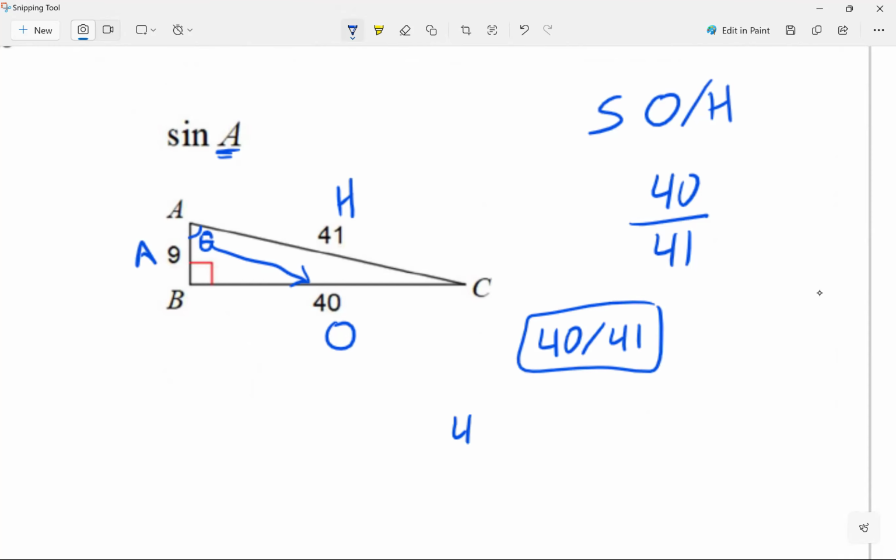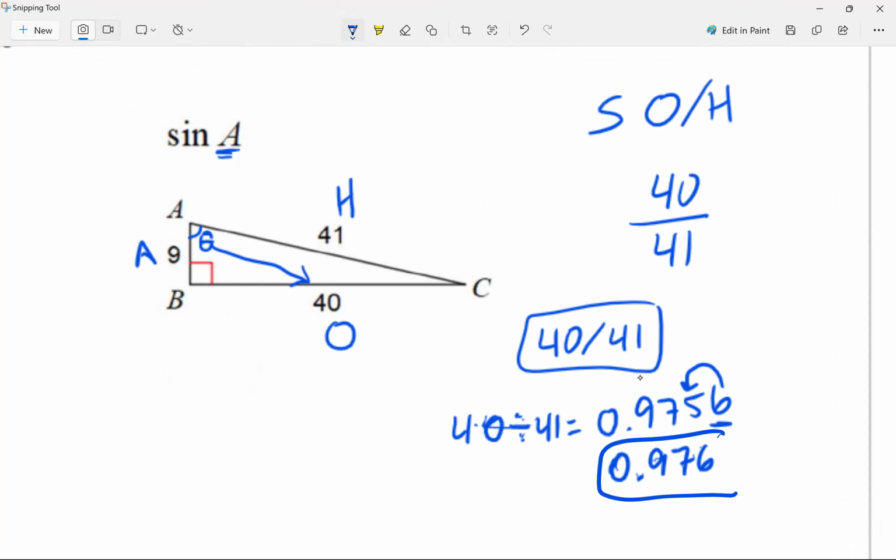Now as a decimal, I'm going to go 40 divided by 41. According to my calculator, it says 0.9756. The 6, which is the fourth decimal number, is big enough because it's 5 or more. The 6 will push the 5 over. So my number will be 0.976, right? The 5 became a 6.